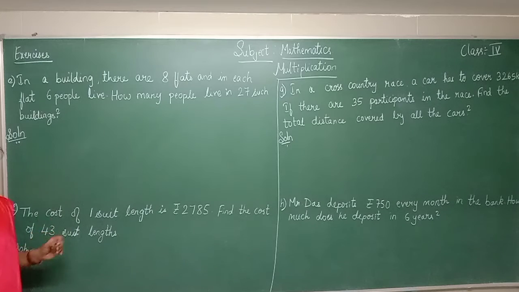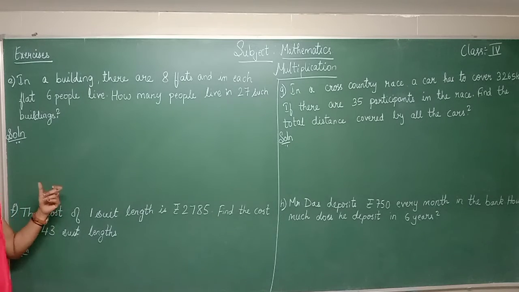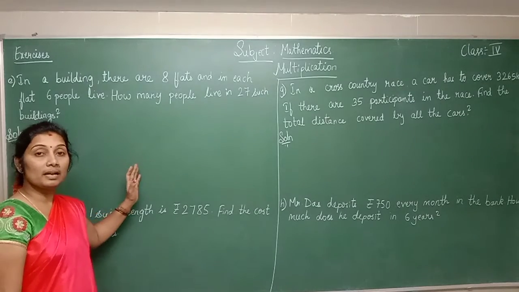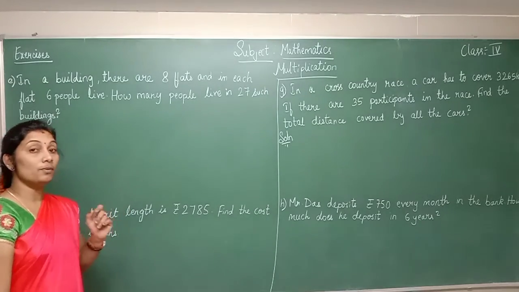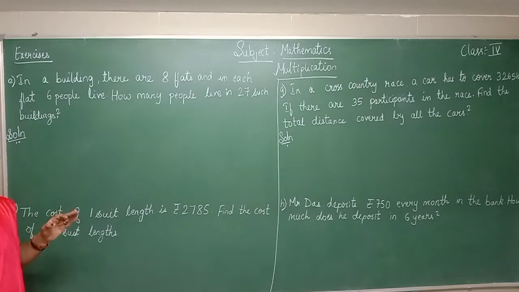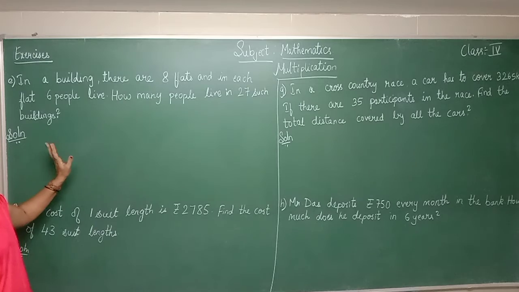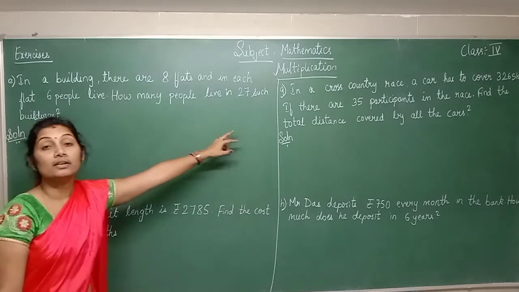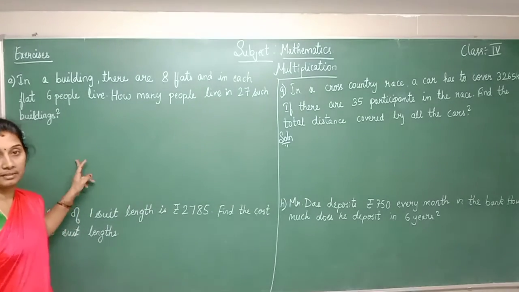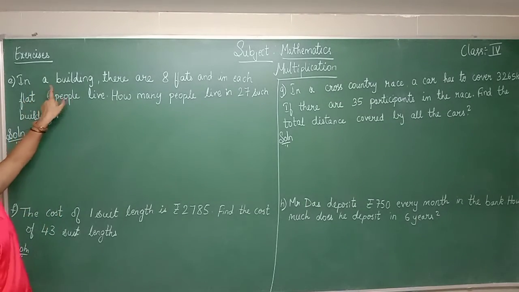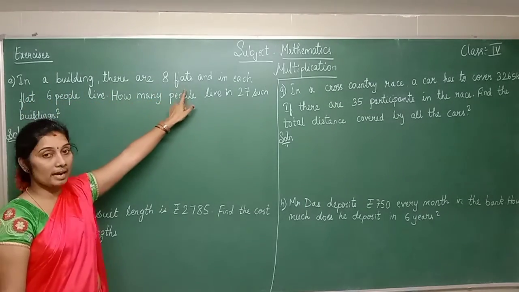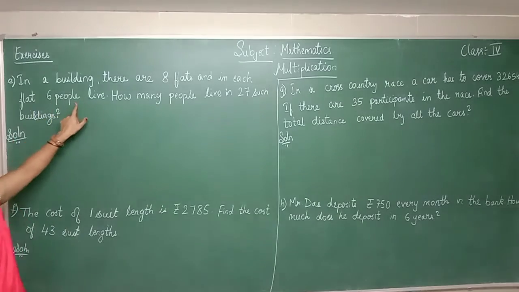Understand the question properly. In one building there are 8 flats. In those 8 flats, 6 people are living in one flat. So first we have to find out how many people are living in one building. Once we find that, automatically we will get how many people will live in 27 such buildings. Read the question again. In a building there are 8 flats and in each flat there are 6 people.